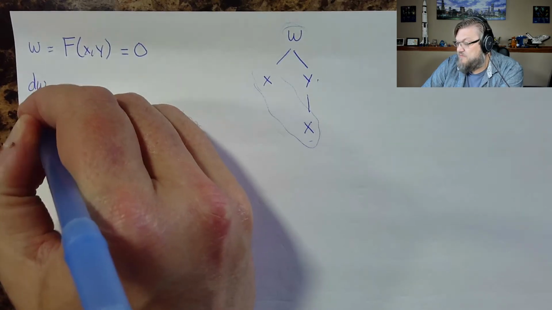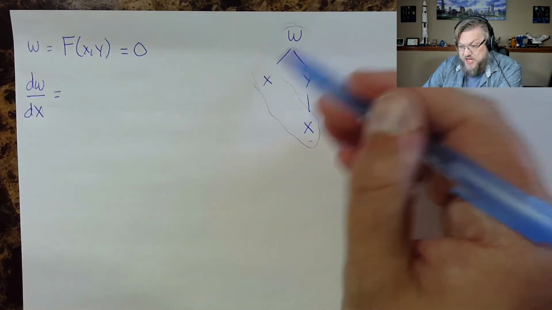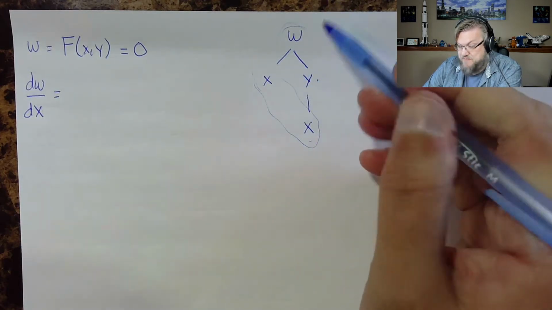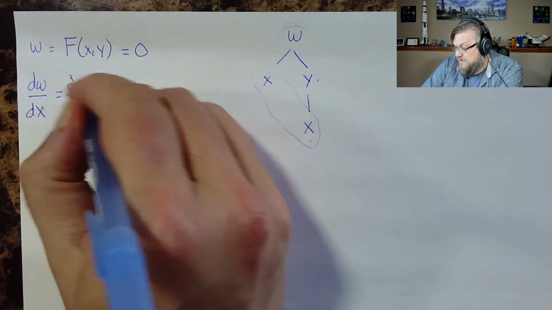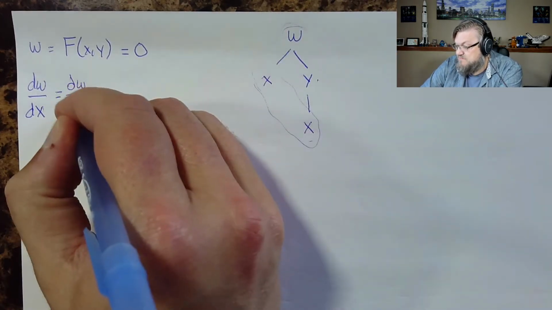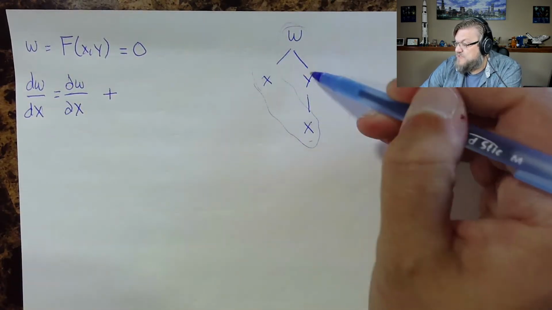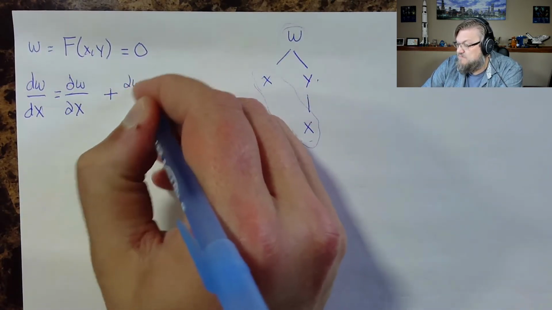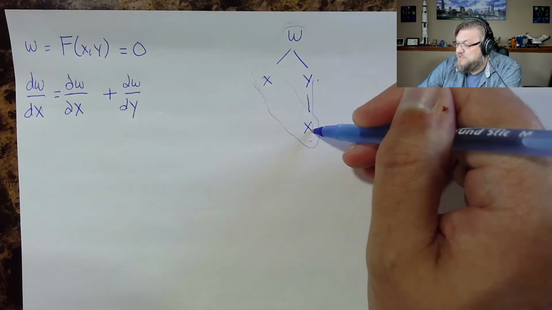And so using this sort of chain rule, I can write this. The derivative of w with respect to x is going to be the following. The chain rule that goes along with this situation. This is going to be the partial of w with respect to x. Okay. Add that to the partial of w with respect to y times the derivative of y with respect to x.